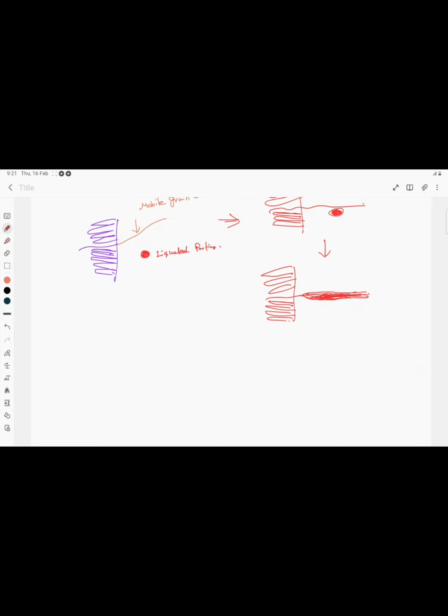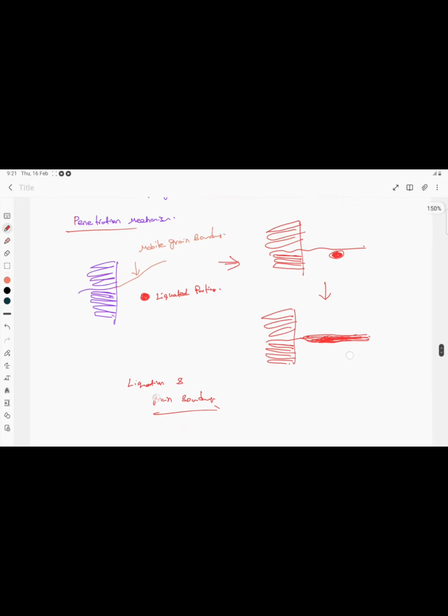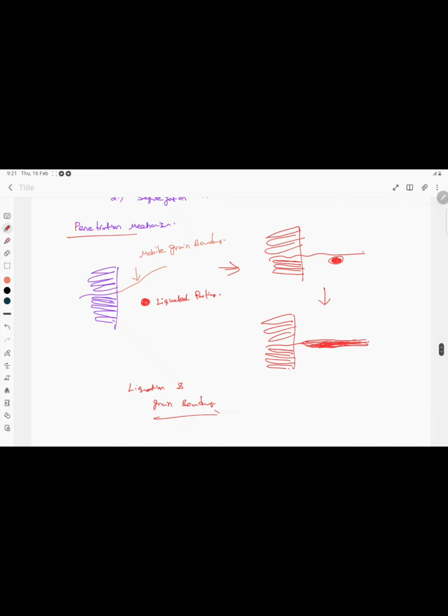The penetration mechanism for liquation crack requires both liquation and grain boundary motion. This liquation and grain boundary motion should happen simultaneously. You can see it in the above picture here. Already some liquation has happened in the partially melted zone. This area's right side is the partially melted zone. This is the interface, and you can see grains are growing in this direction. So liquation has already started, and we have a mobile grain boundary.